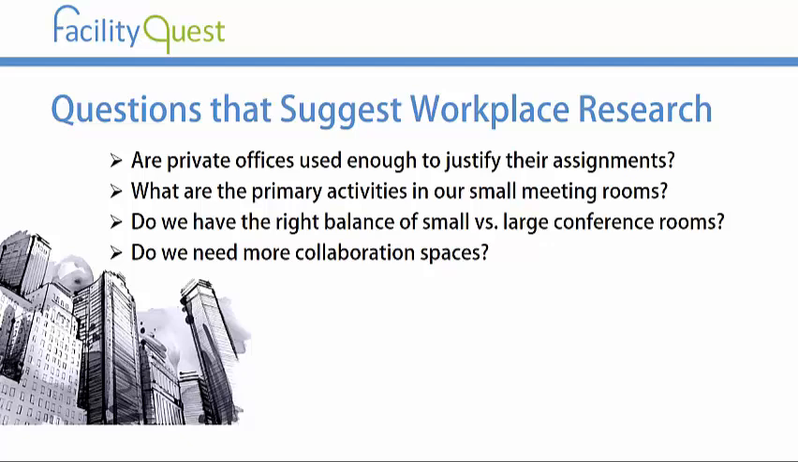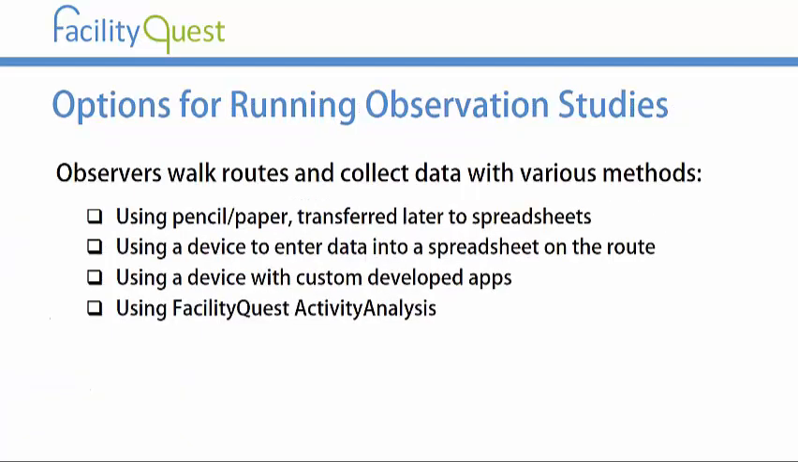The questions posed here may indicate the need for workplace research to gather reliable data on how the spaces are being used now and what changes are needed. Observation studies are a best practice for gathering reliable utilization data, managing the quality and accuracy of the data, and analyzing it for trends and insights.